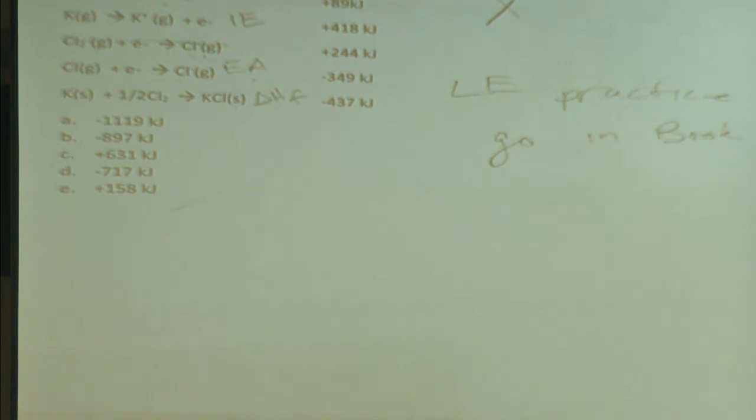Go in the book, go on his slides. He has sodium chloride, which is easy, magnesium chloride, which is a little bit harder, and then aluminum oxide, which is probably the hardest conceivable question.